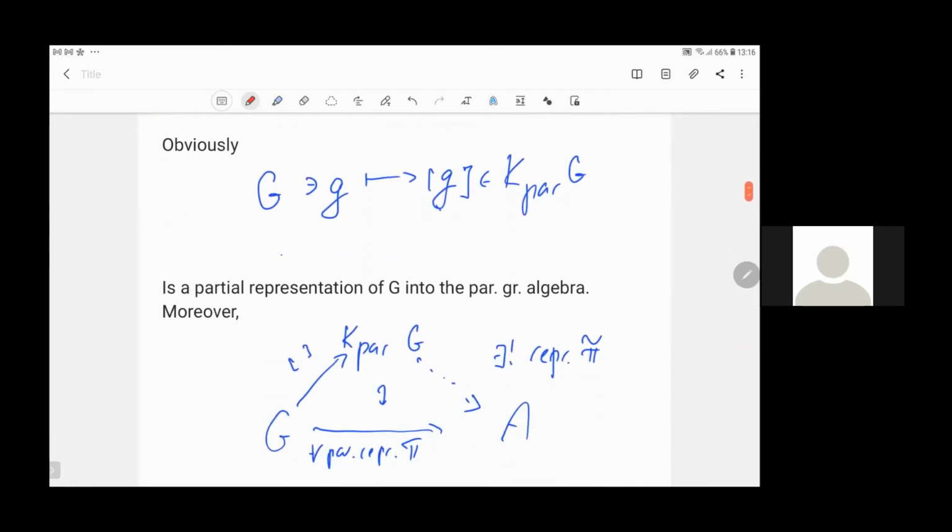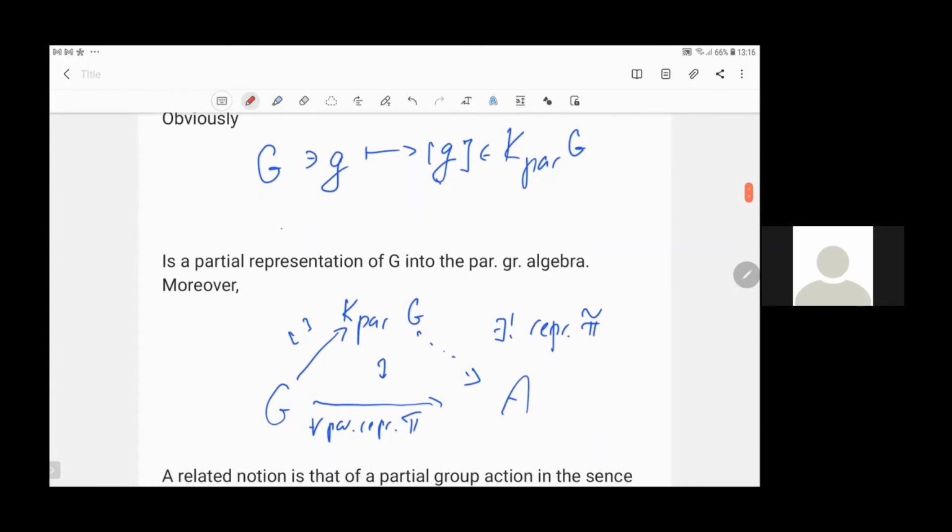And the partial group algebra has the following universal property. For any partial representation pi of G into some unital algebra A, there is a unique usual representation of the partial group algebra, pi tilde, such that this diagram commutes. So it factors through this map, which maps G into the generators of the partial group algebra.